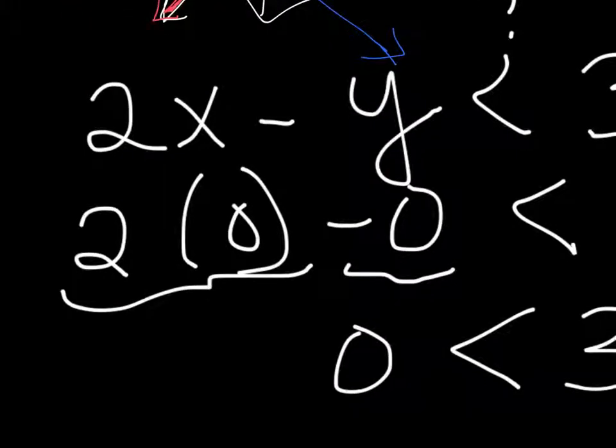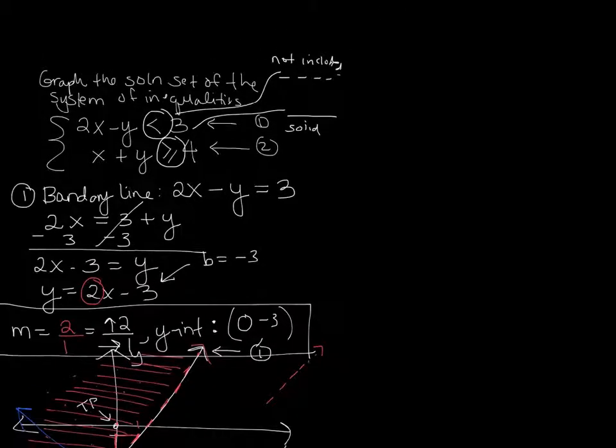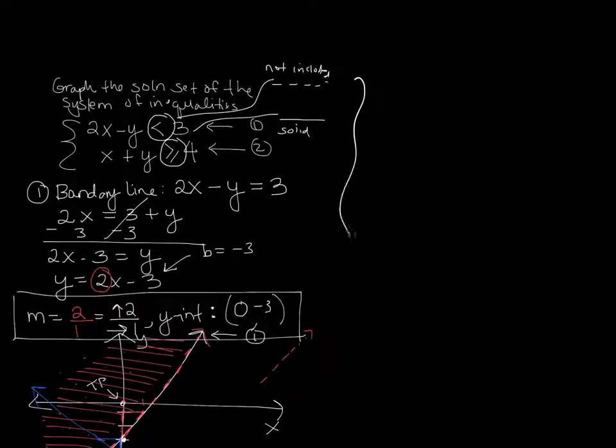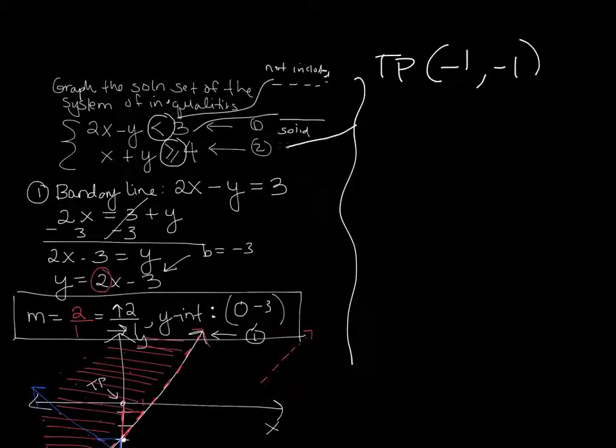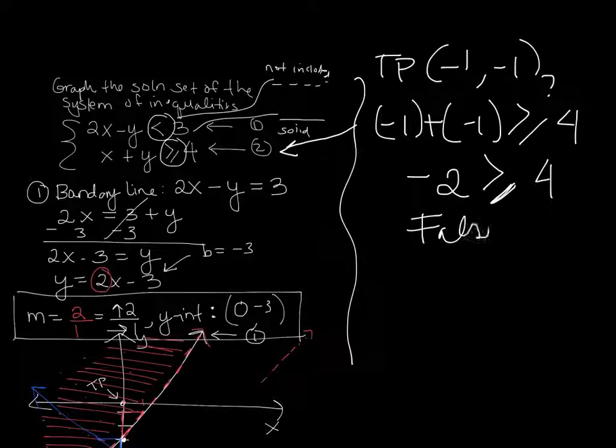Let me write it here. So this is the test point. I'm testing -1, -1, and I'm plugging it into the inequality. So negative 1 plus negative 1, is that greater than or equal to 4? Well, negative 2 is greater than or equal to 4. We know negative 2 is not equal to 4, but is negative 2 greater than 4? In this case, it's not. This is a false statement. Negative 2 is less than 4.